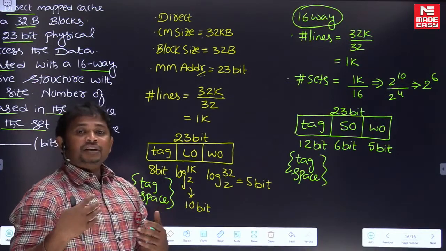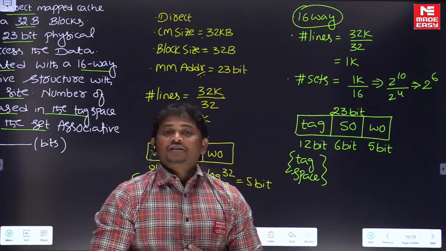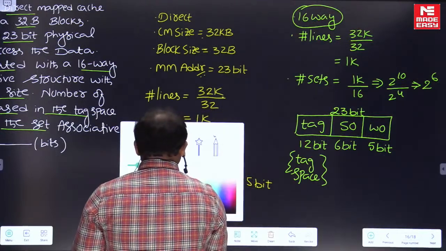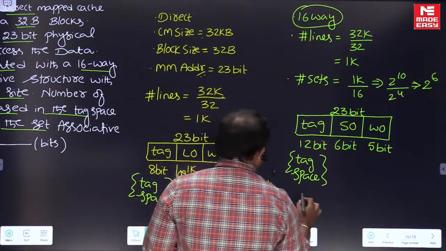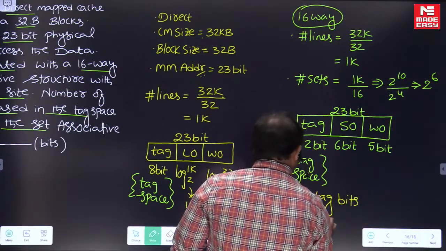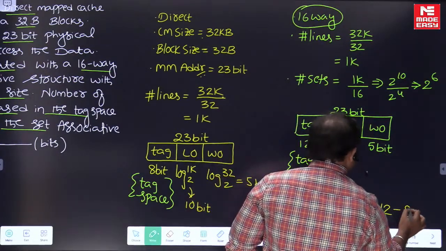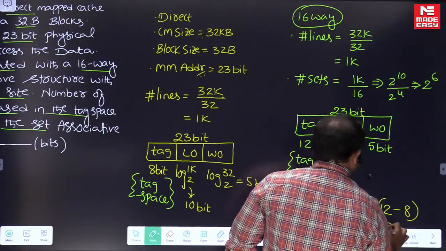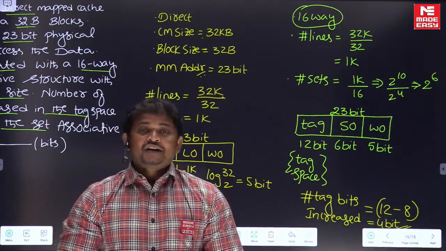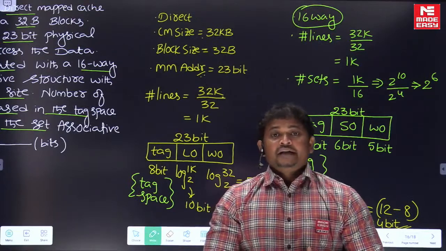Then how many bits are increased in the set associative tag space? Number of tag bits increased equals 12 minus 8, which is equal to 4 bits. So in the set associative cache, 4 bits of extra space are required in every line compared to the direct cache.